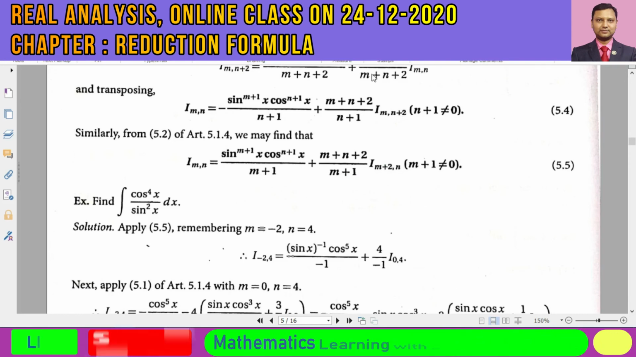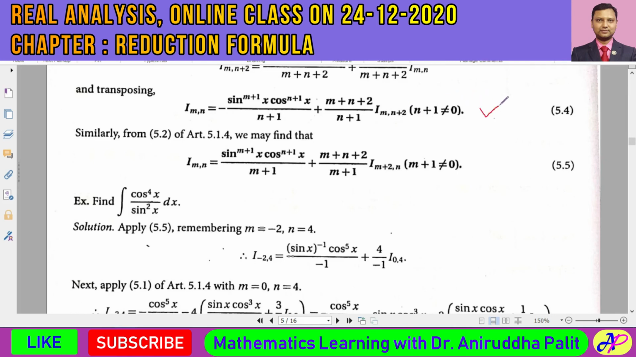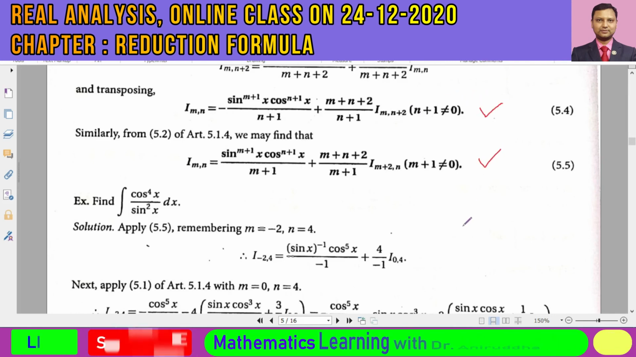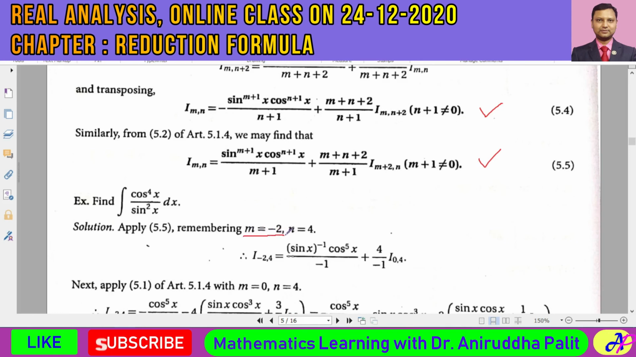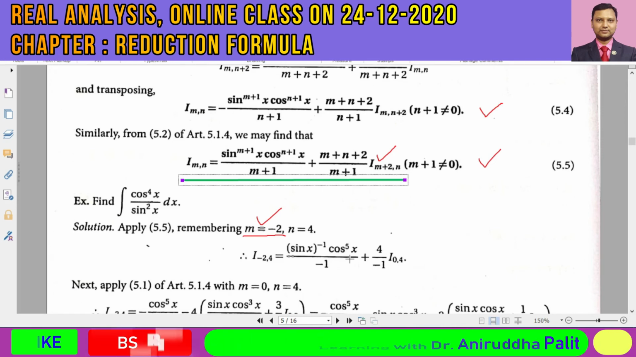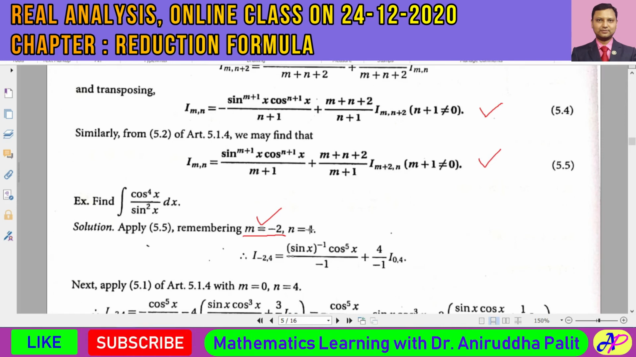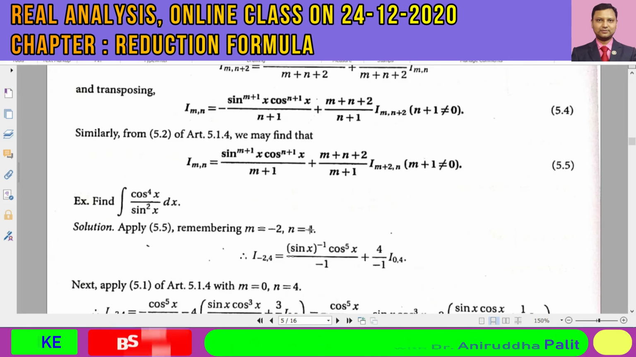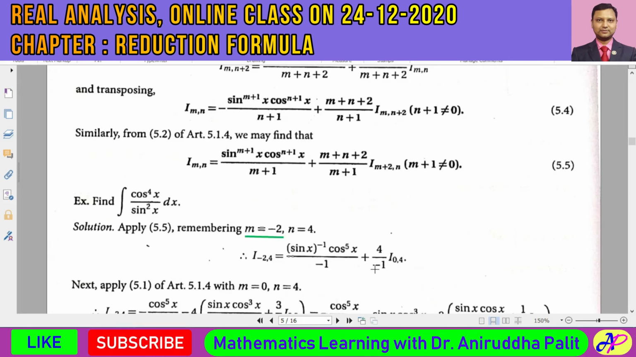What would be the reduction formula? Should we use this reduction formula or should we use this one? That would be a matter of confusion. In that case, our target would be to concentrate on this negative index. Over here, m is the negative index. We need to increase this index. So we need to increase this first index, m plus 2, and that's why we need to apply this formula. Got it?